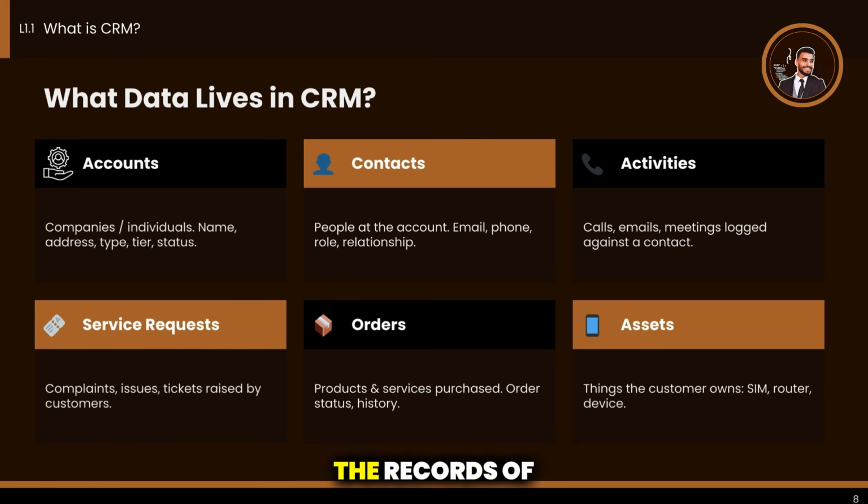Activities. Activities are the records of interactions, like phone calls, emails, meetings. Every time an agent speaks to a customer, that should be logged as an activity. This is how you build a customer history. Service requests. In some systems, you call them cases, tickets, call it whatever you want. They describe complaints, issues, or requests raised by customers. This is one of the most critical modules in any telecom CRM. You will spend significant time in this course configuring service request workflows. And then you have orders, what the customer has purchased. Also assets. Assets are the things they own, like SIM cards, routers.